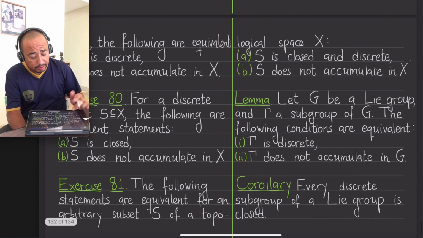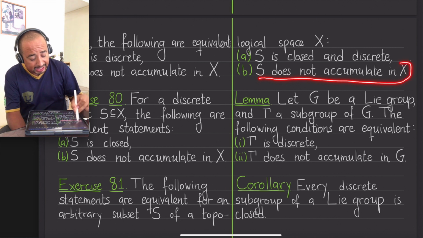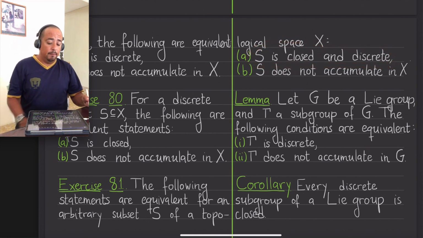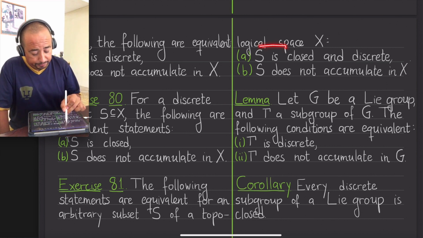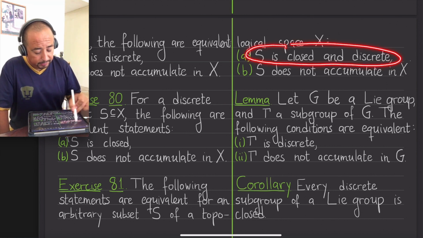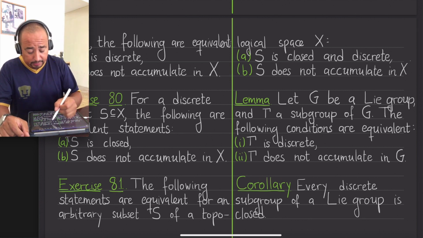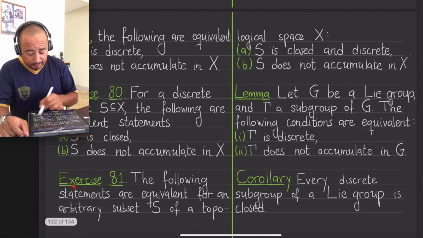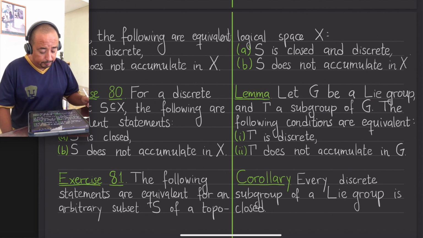And actually, not accumulating in X at all is equivalent to being closed and discrete. This is the intuition one usually has in mind. Anyway, this is just a series of exercises to play with those notions.